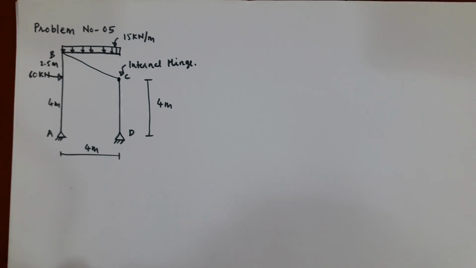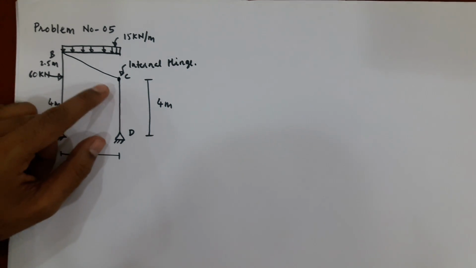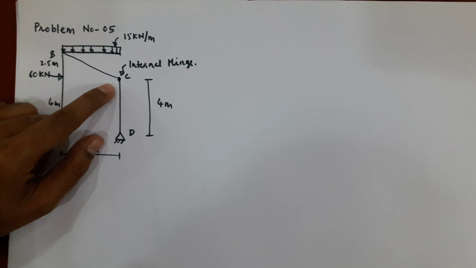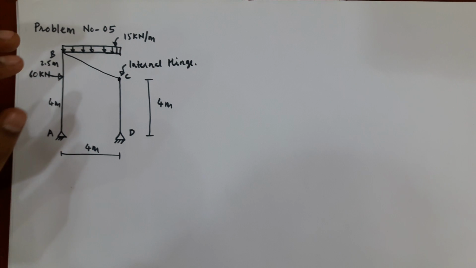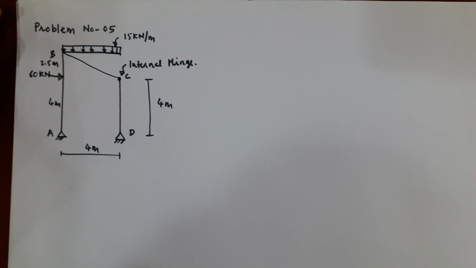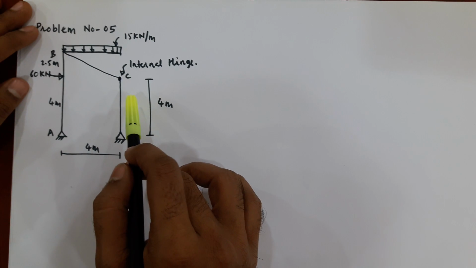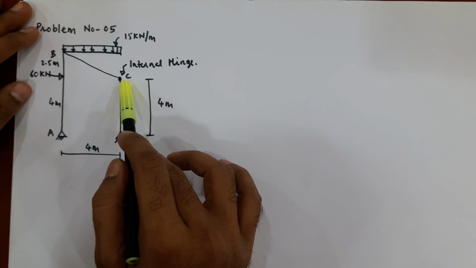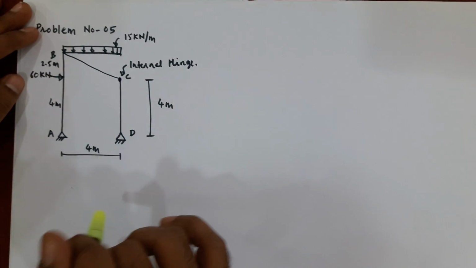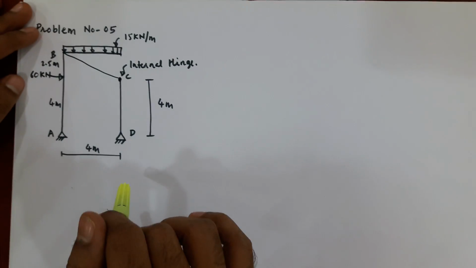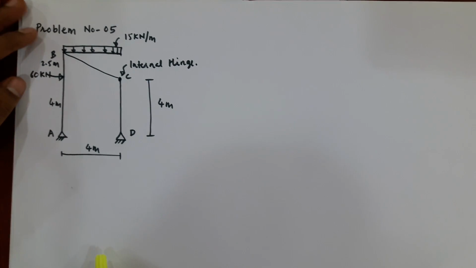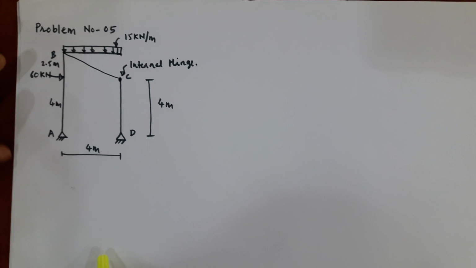So the total number of reactions is 4, and if you do not have an internal hinge at the appropriate point, the structure will be statically indeterminate because we have 4 unknowns. So to have an extra equation, we are providing an internal hinge here so that the structure becomes statically determinate. Okay, so we are getting one extra equation to crack the unknowns.